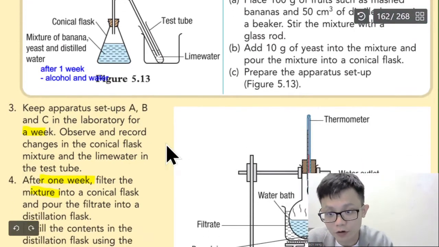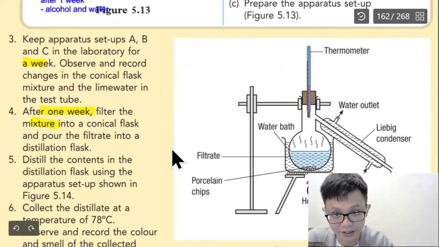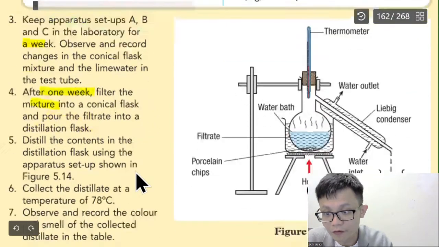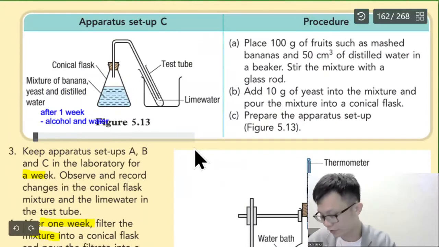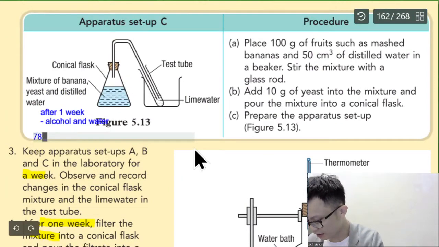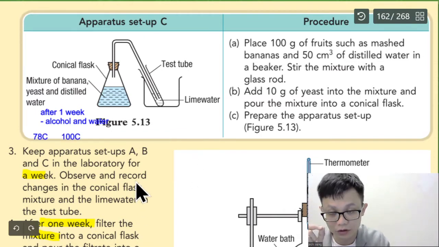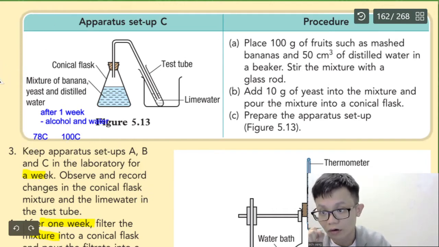So if you have water in the flask, how do we separate it? The boiling point of alcohol is around 78 degrees, so I just put 70 degrees Celsius, and for water it is 100 Celsius. So what I need to do is boil the mixture, but I cannot boil it to 100, because if I boil it to 100, the water will go up.